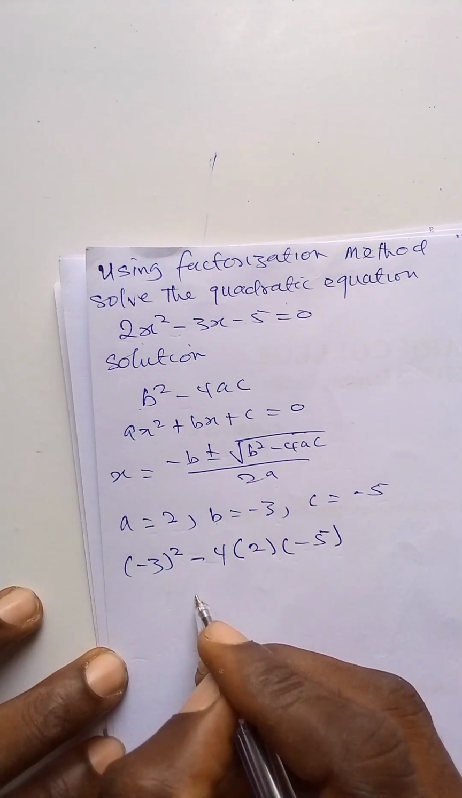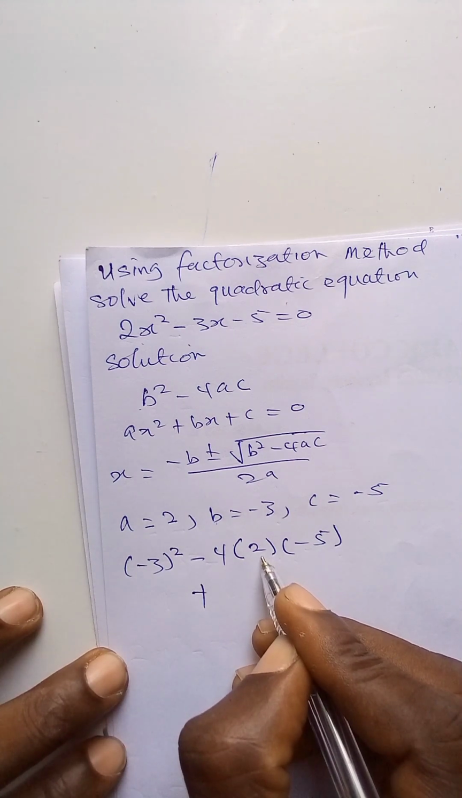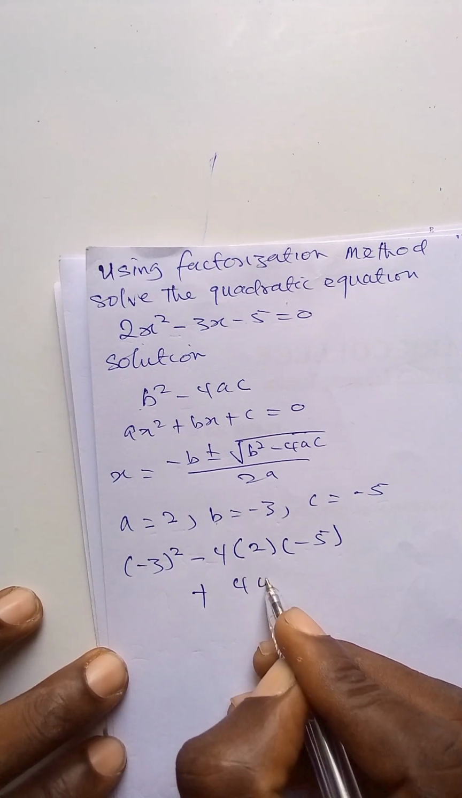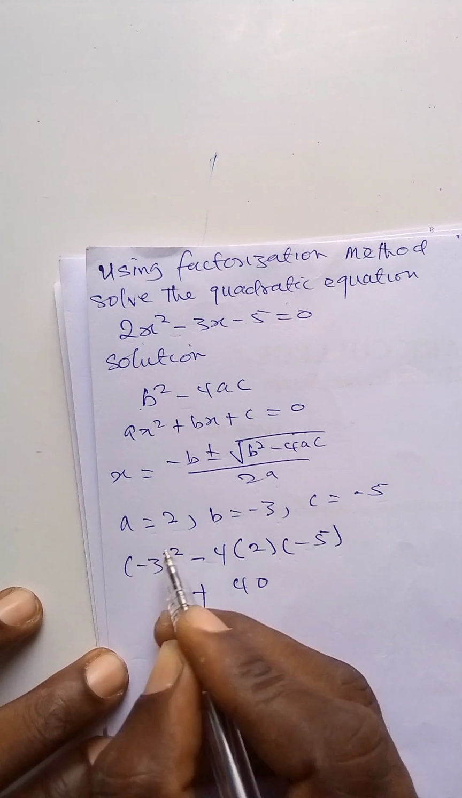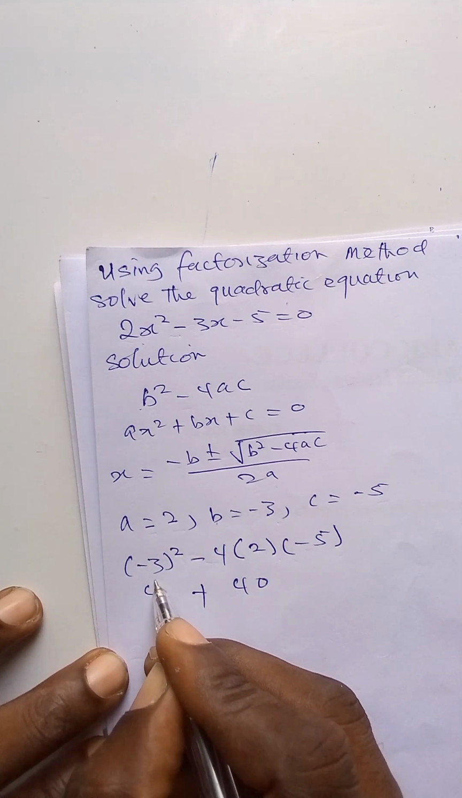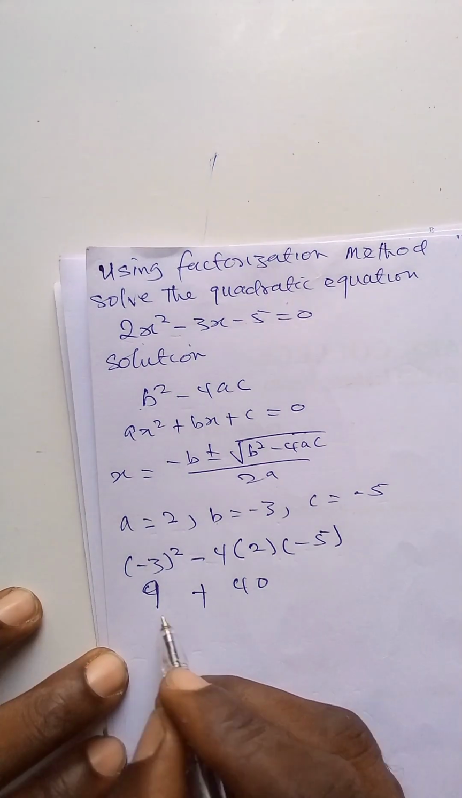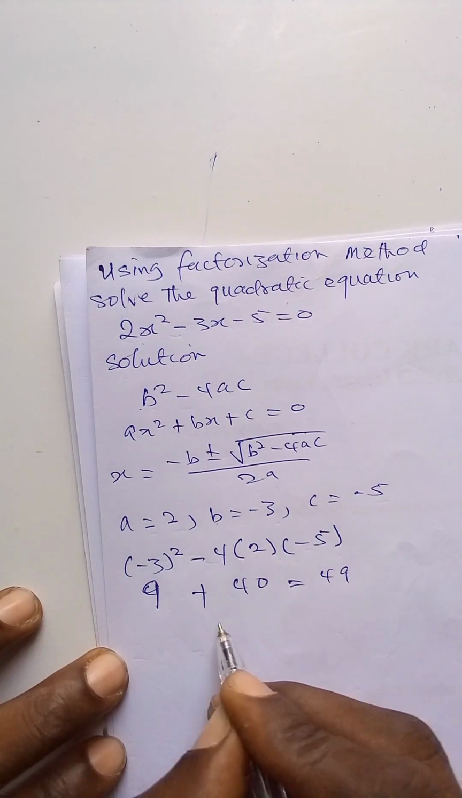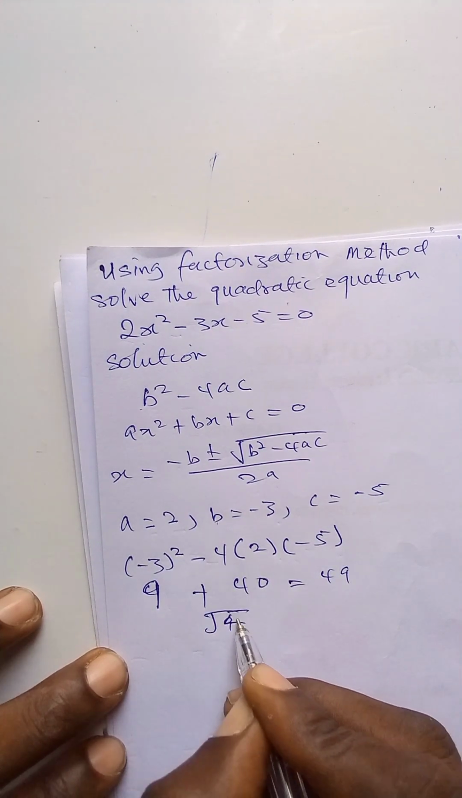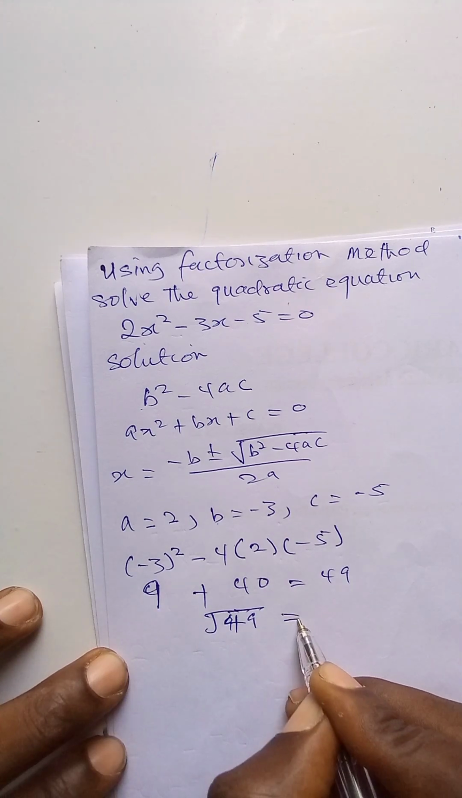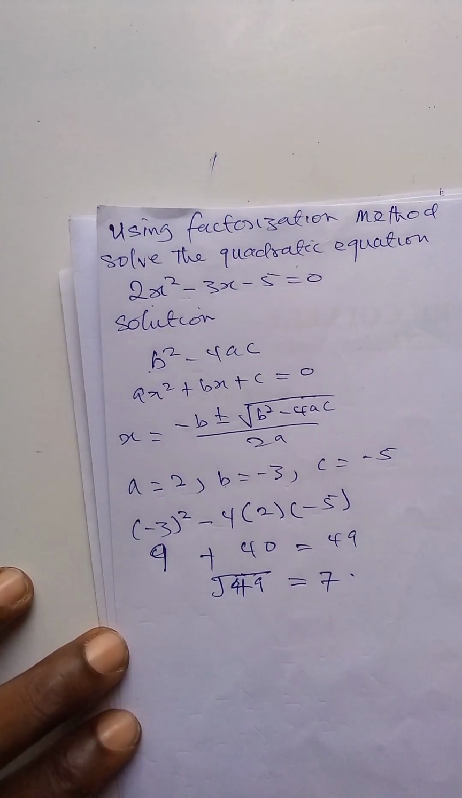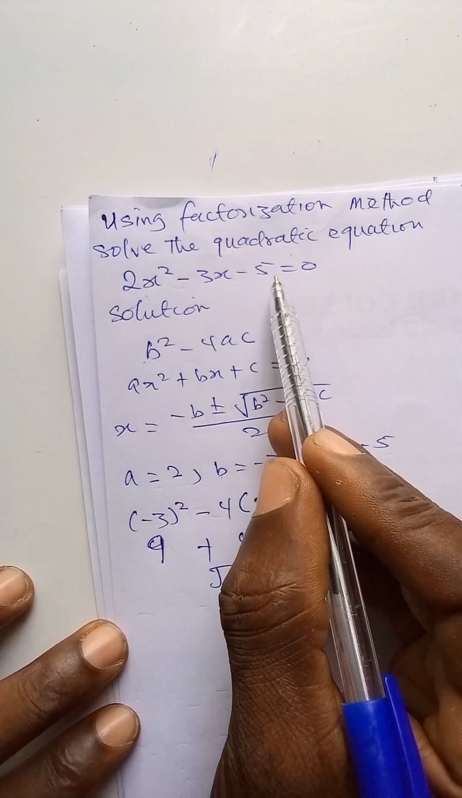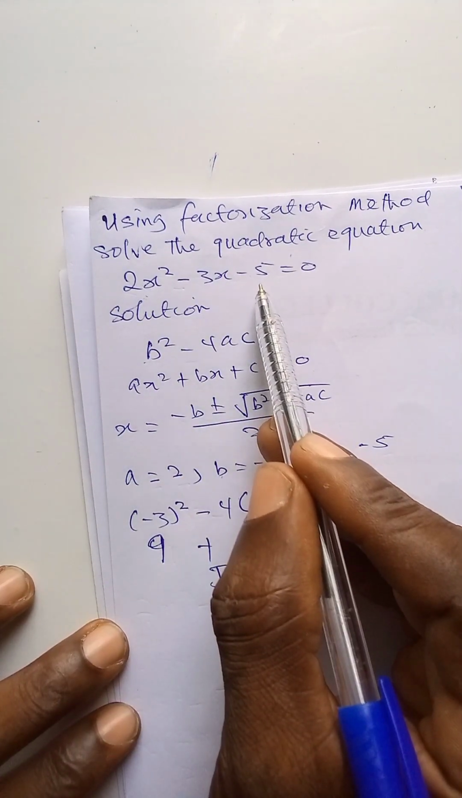Minus times minus is plus. 4 times 2 is 8. 8 times 5 is 40. Now minus 3 all squared is 9. And 9 plus 40 is 49. So the square root of 49, which is now the discriminant, is 7. So this means that this quadratic expression can be factorized.